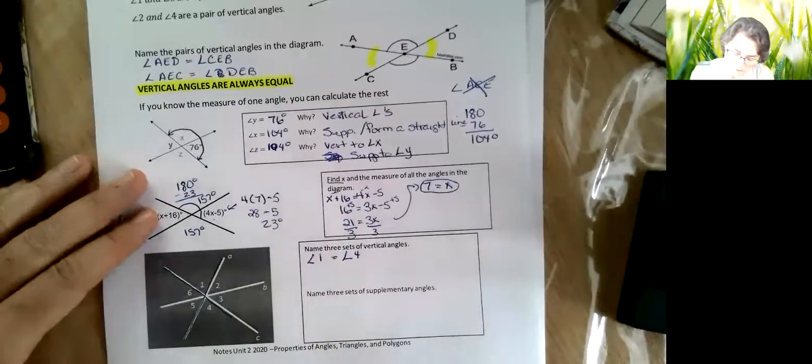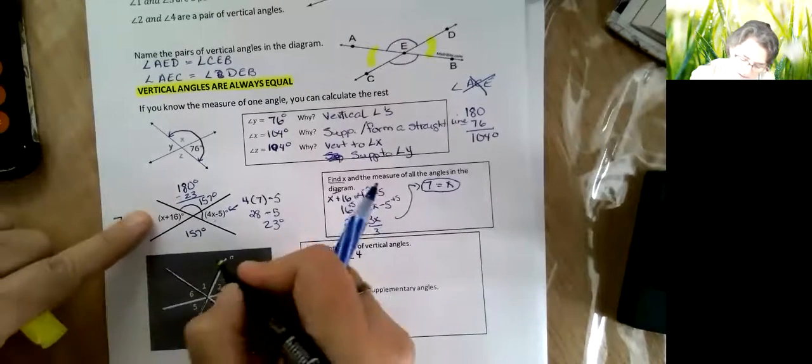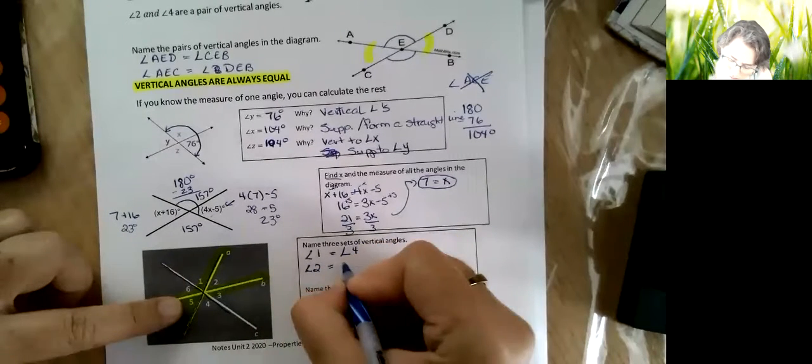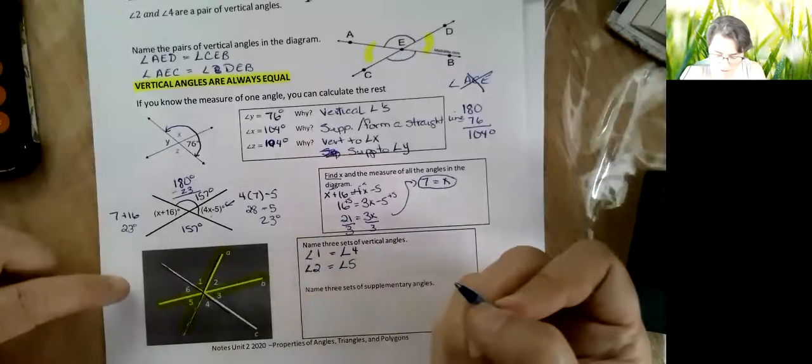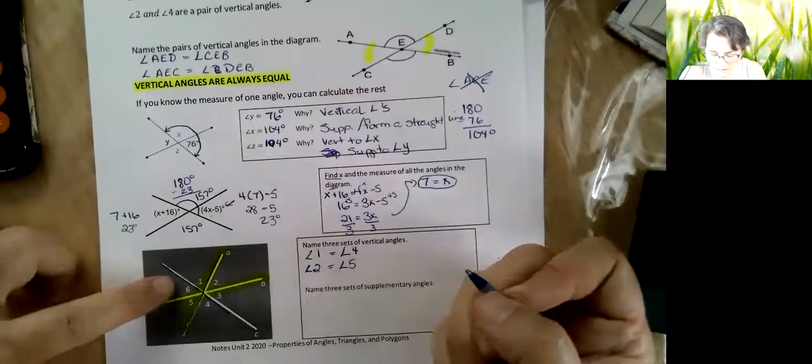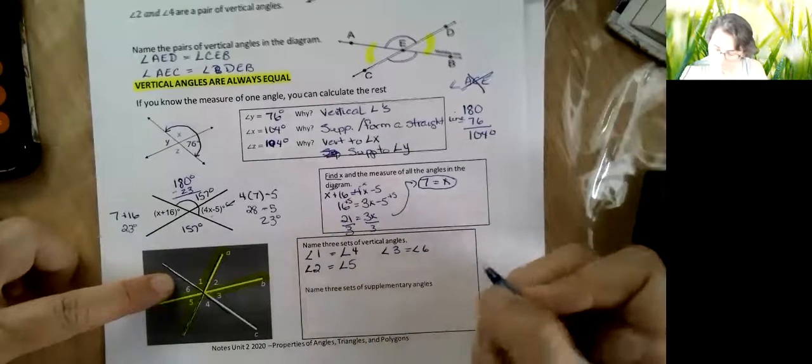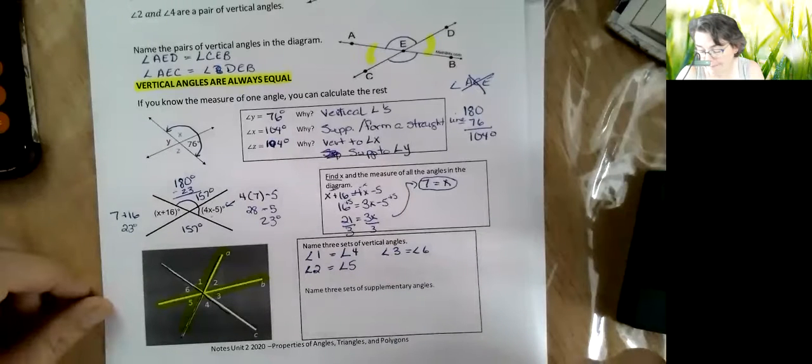All right, now if we take a look at this line and this line, we can see angle 2 is equal to angle 5. And which are the ones we didn't do yet? Angle 3 is equal to angle 6. And basically, that's all there is in this one. Sometimes there's extra sets, but that's it.